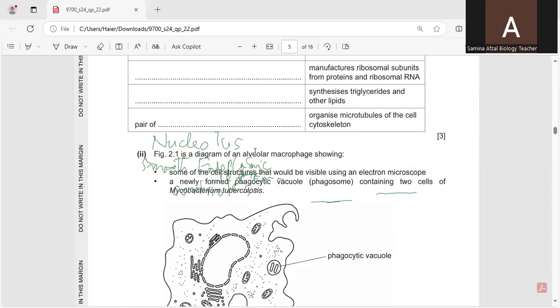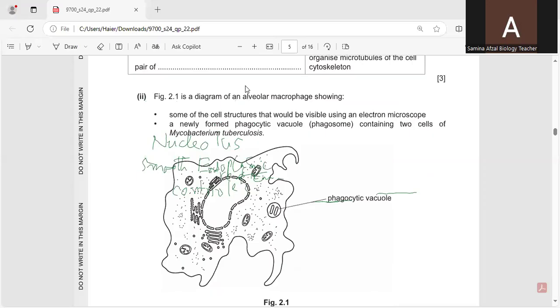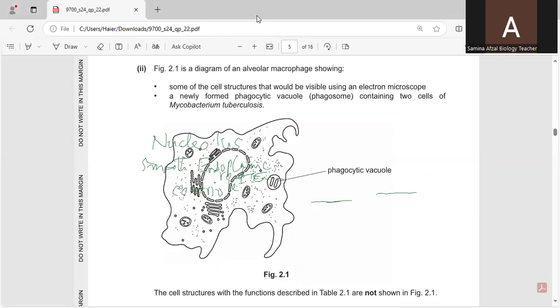Now we are moving towards the next question. Figure 2.1 is a diagram of an alveolar macrophage. Some of the cell structures visible using an electron microscope are the newly formed phagocytic vacuole, or phagosome, containing two cells of Mycobacterium tuberculosis. You can see the phagocytic vacuole inside, and the bacteria are there inside. The cell structures with the functions described in table 2.1 are not shown in figure 2.1.